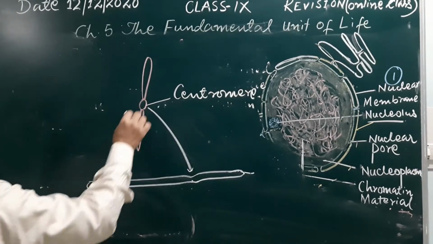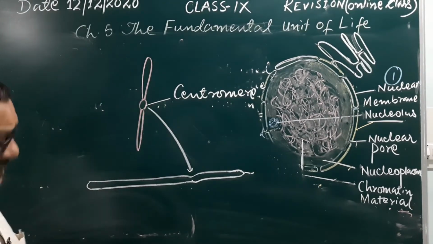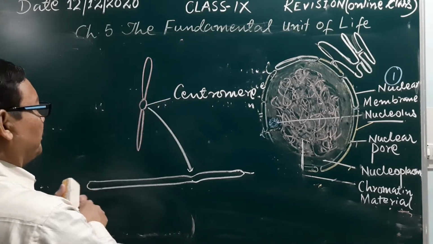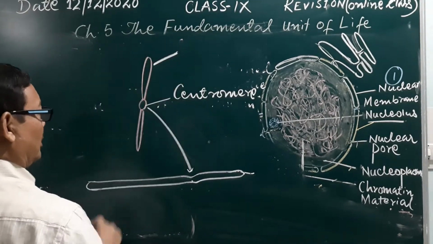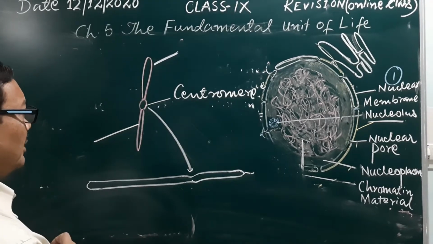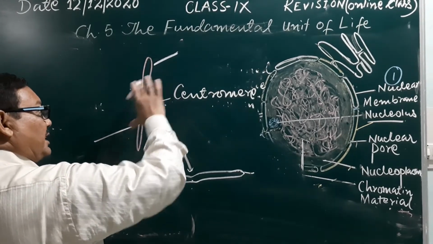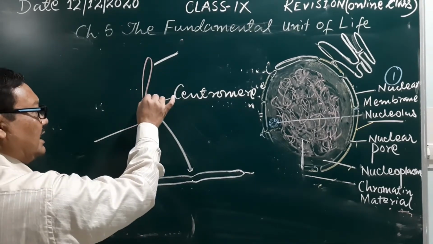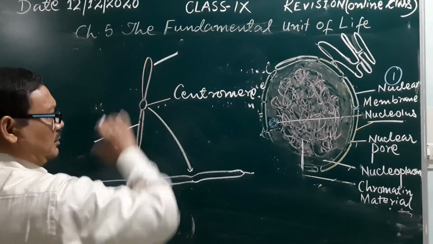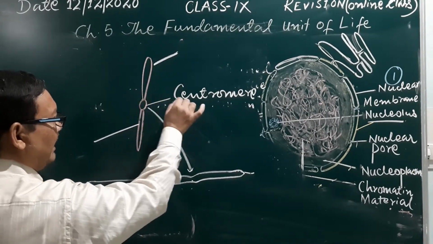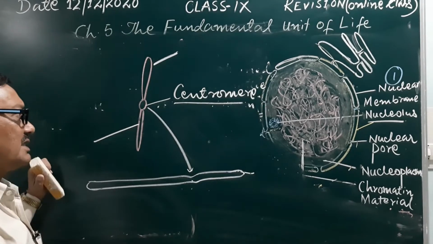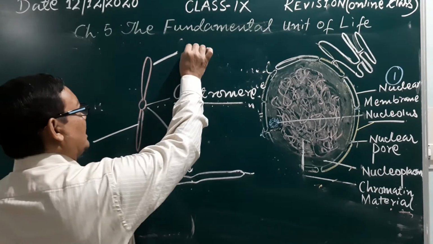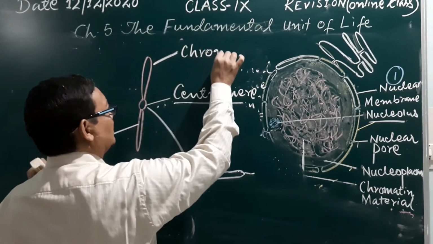Now, just looking here, maybe this is the centromere, and here is one part of the chromosome, and here is the second part of the chromosome. It is not the second part, it is actually a continuation, but there is a constriction, and there are two arms which meet at this place. That place is known as the centromere, and this arm is known as chromatid.